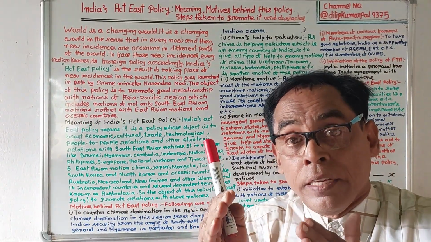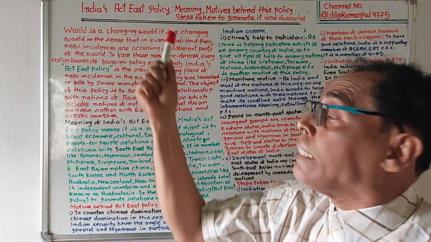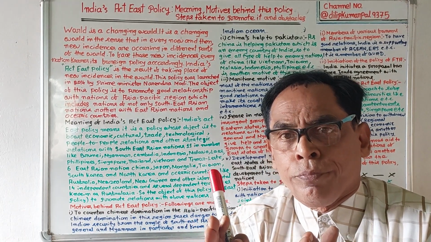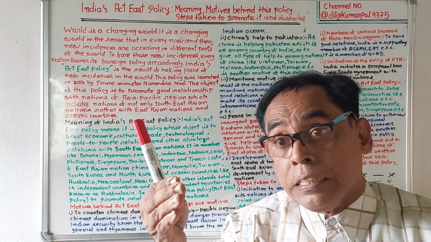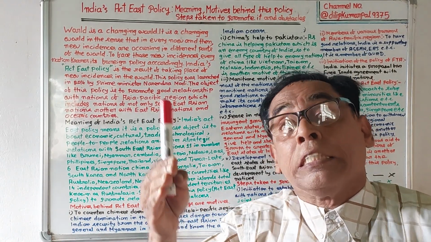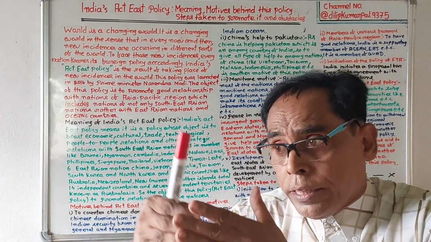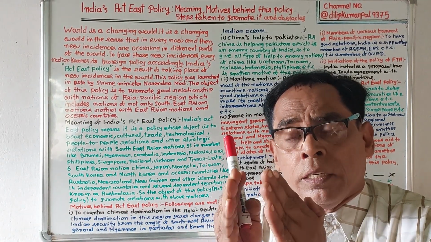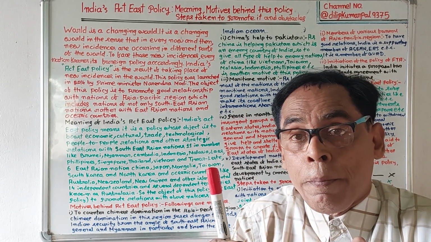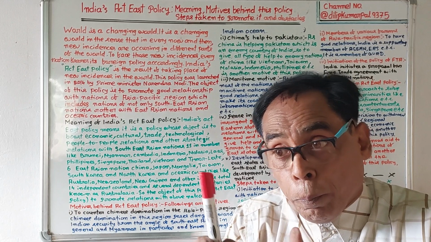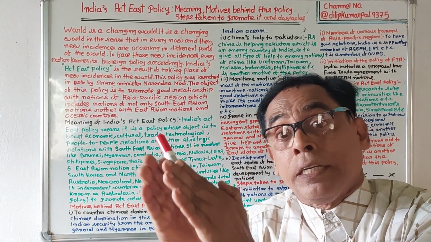So what is India's Act East policy? India's Act East policy is a policy whose object is not only to promote India's relationship with nations of Southeast Asia, but also with nations of East Asia and nations of Oceanic regions. All these will be known as the Asia Pacific region. So the object of India's Act East policy is to promote the relationship of India with nations of the Asia Pacific region.